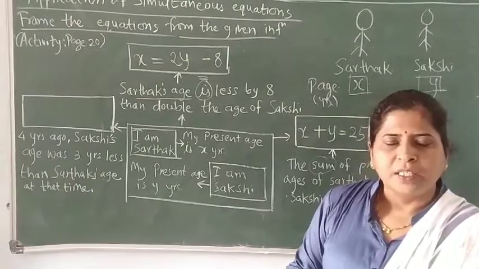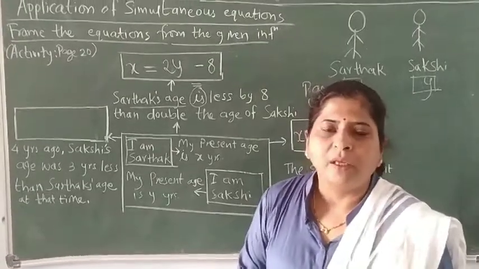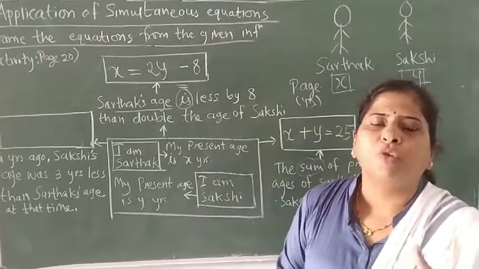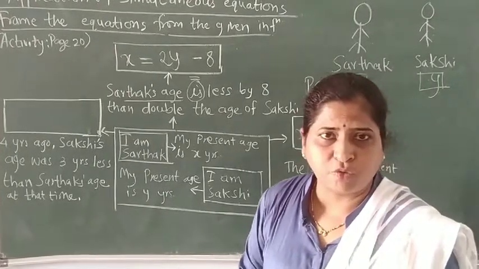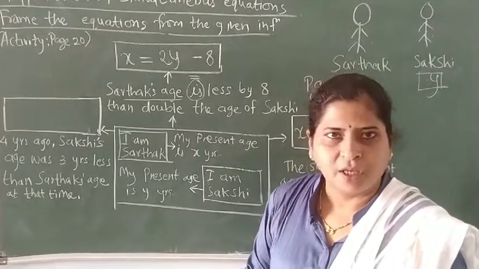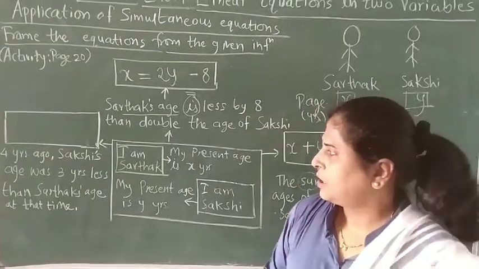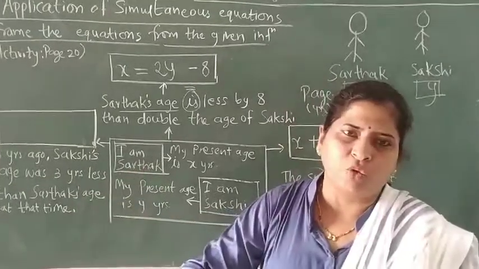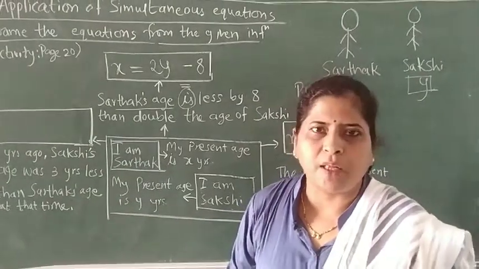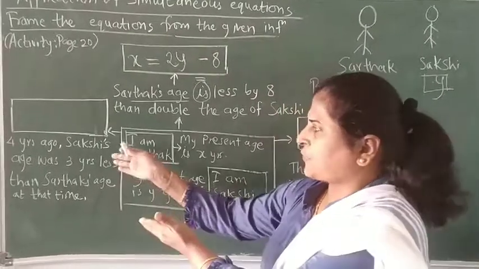So what you have to do? Generally students think that it should be 4y. No, it is not 4y. If you multiply your age 16 by 4, what will happen? 16 times 4 is 64. Was your age 64 four years ago? No. It will take many more years to be 64 years. So 4 years ago, your age will be 16 minus 4. Your age was 12. So whatever you did for your age, you have to do for the ages of Sarthak and Sakshi.